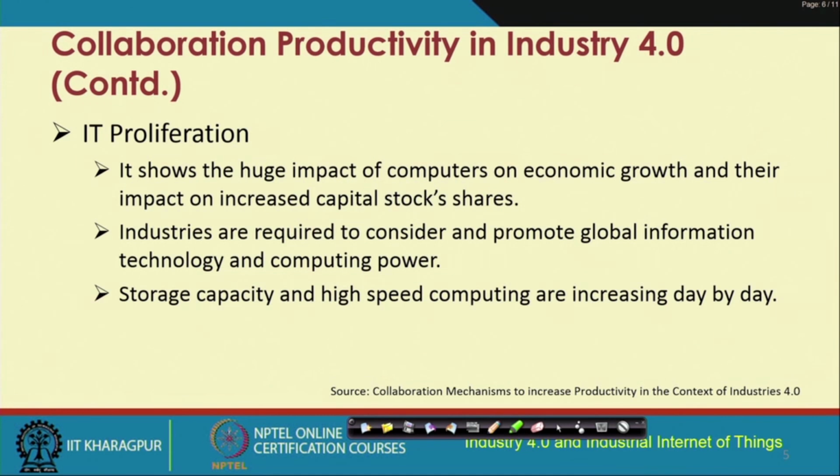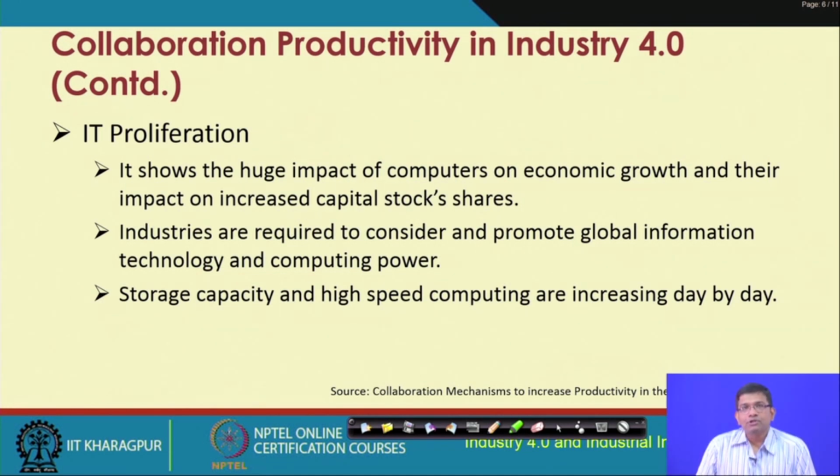IT proliferation. So, basically what has happened is, as we know, that computers, computational devices etc. have had a huge impact on our economic growth in the last few decades, and there has been an increase in the capital stocks and shares across different companies worldwide. So, these industries worldwide are required to consider and promote global information technology, global information systems with the help of this computing power. So, storage capacities have increased, high speed computational capacities have increased, and they are increasing even more day by day. So, this IT proliferation has basically helped in building the computational platform that will be required for coming up with the collaboration platform.